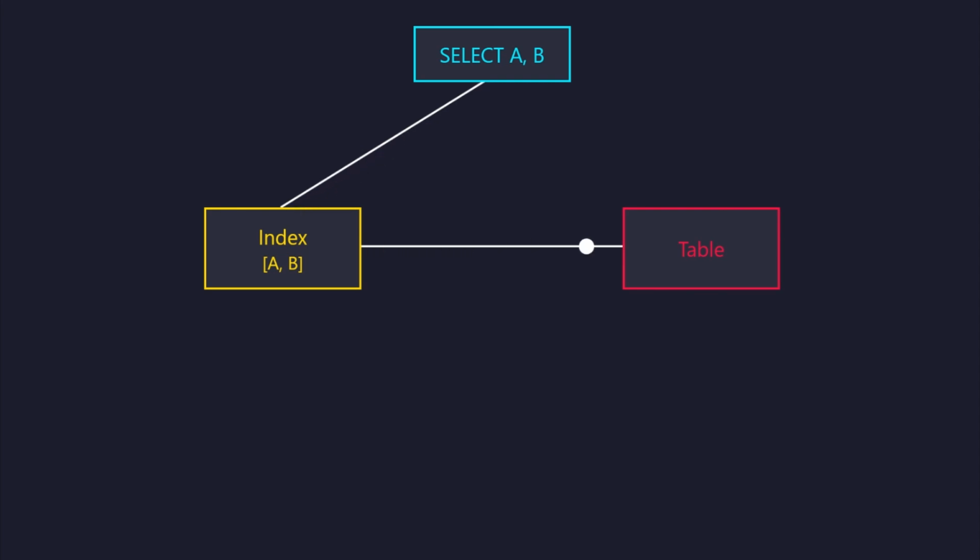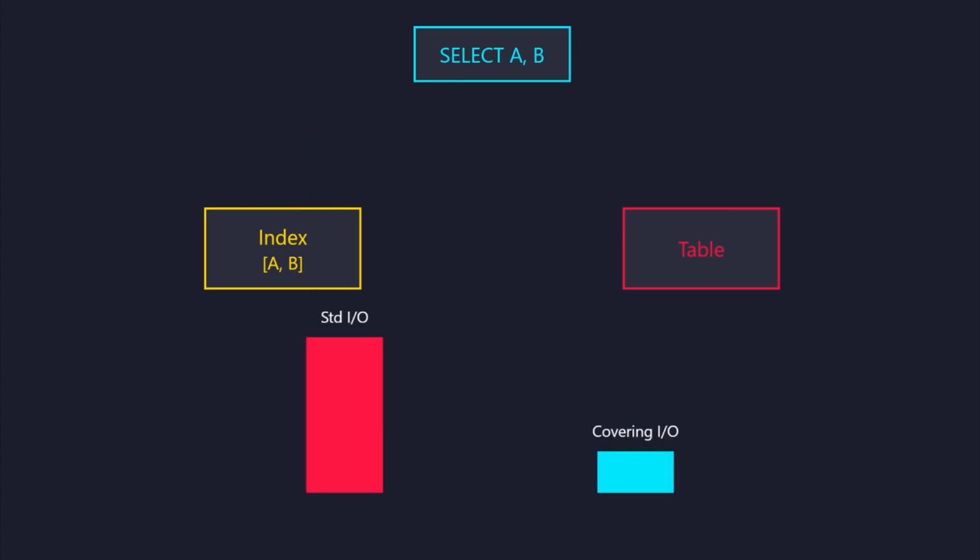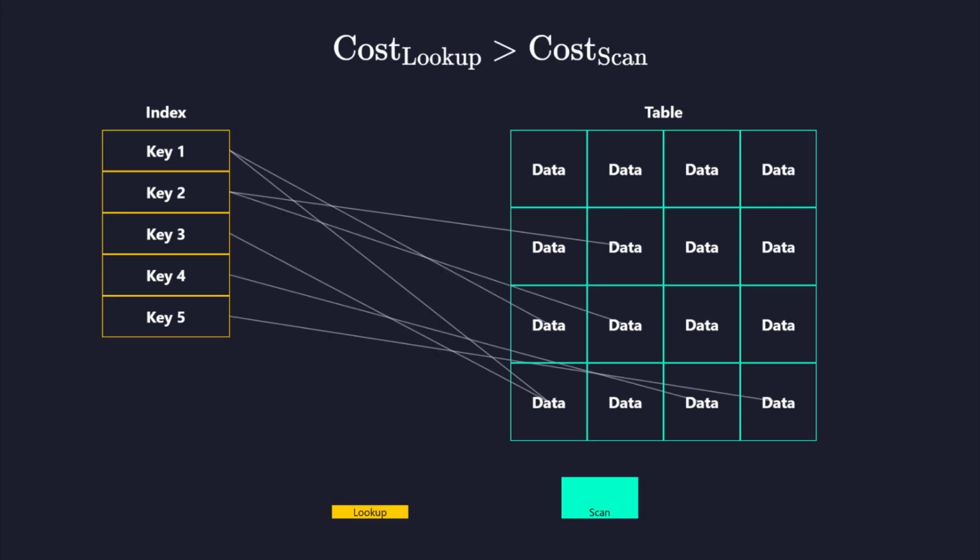A covering index contains all the columns requested by a query. This allows the engine to satisfy the request entirely from the index pages, bypassing the need to access the main table data, which reduces total input-output operations.